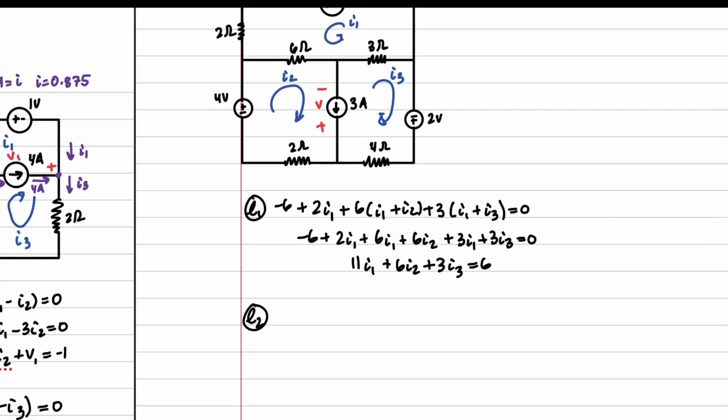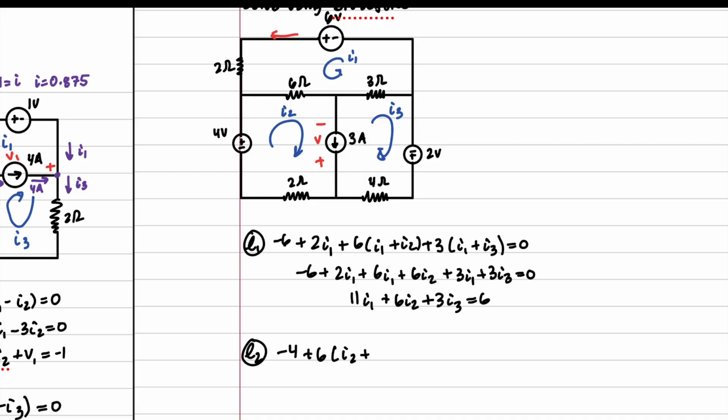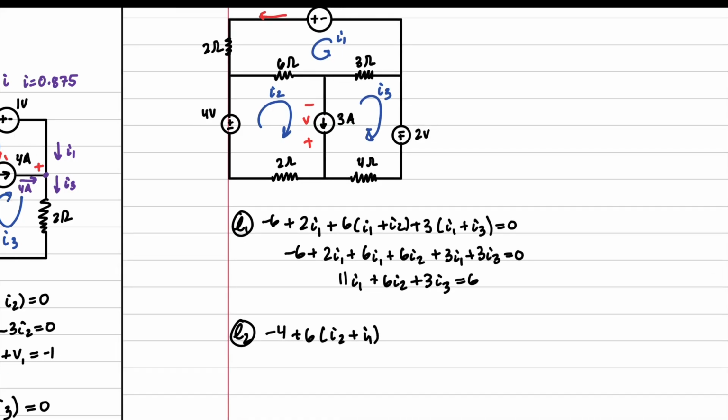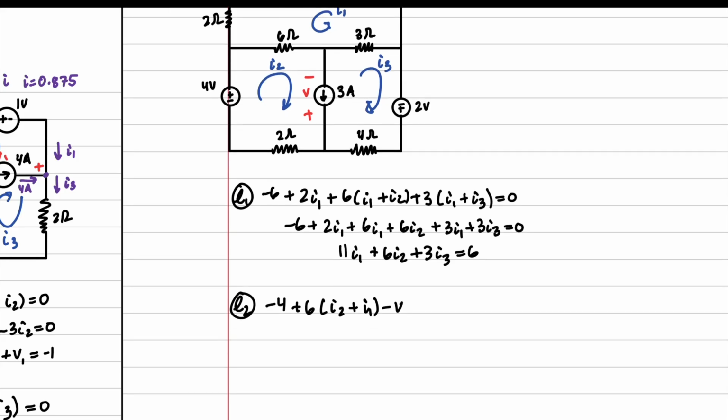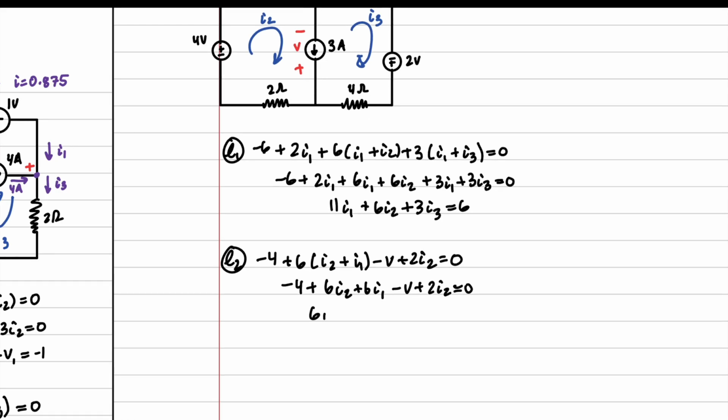We're going to do loop 2 now. In loop 2, we've got -4, stepping around, plus 6 times I2 plus I1 minus V this time plus 2I2 is equal to 0. And simplify it. And we've got 6I1 plus 8I2 minus V equals 4.